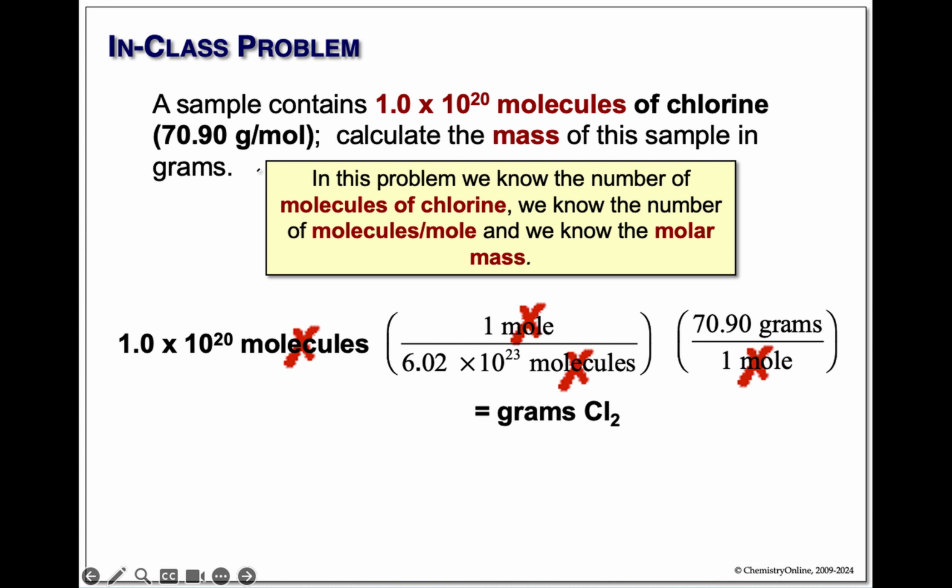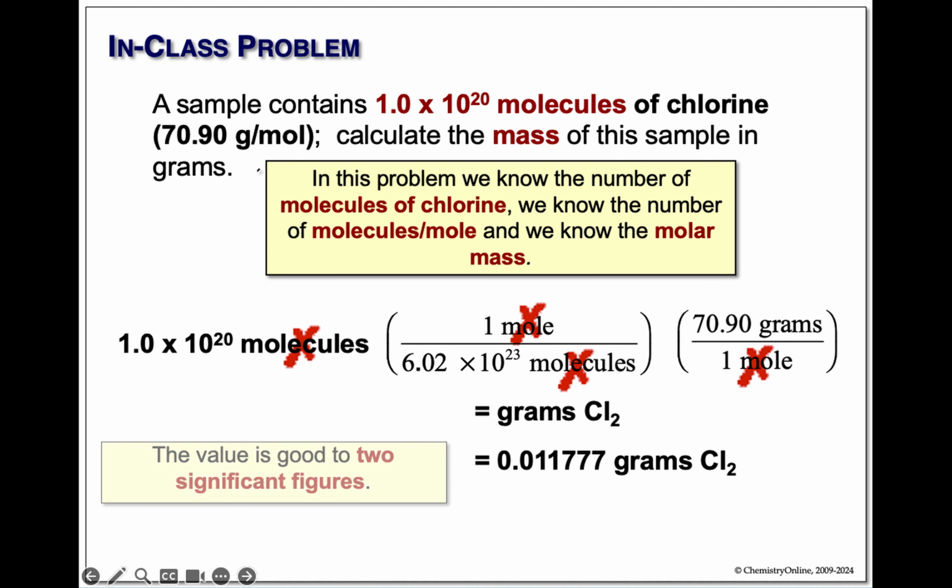Do the calculation. 10 to the 20th divided by 10 to the 23rd. We get 0.011777. The two significant figures, that's what we have, right? It's 1.2 times 10 to the minus 2.